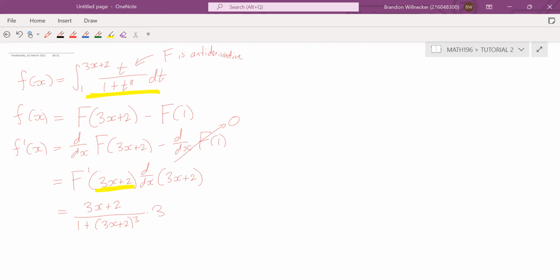Yes, sir. So over here, we are still using the chain rule. So you can't get away from using the chain rule. You have to use that still.